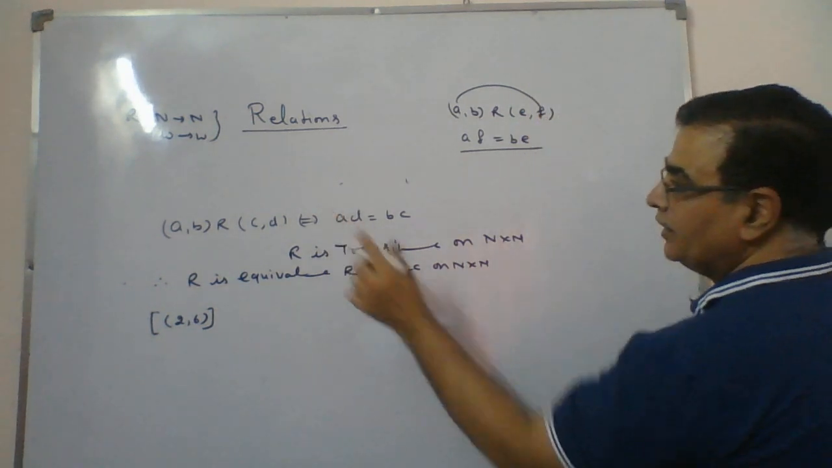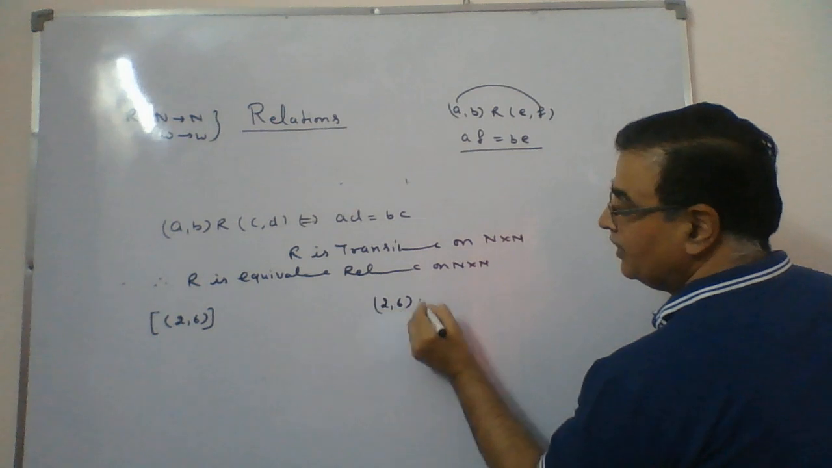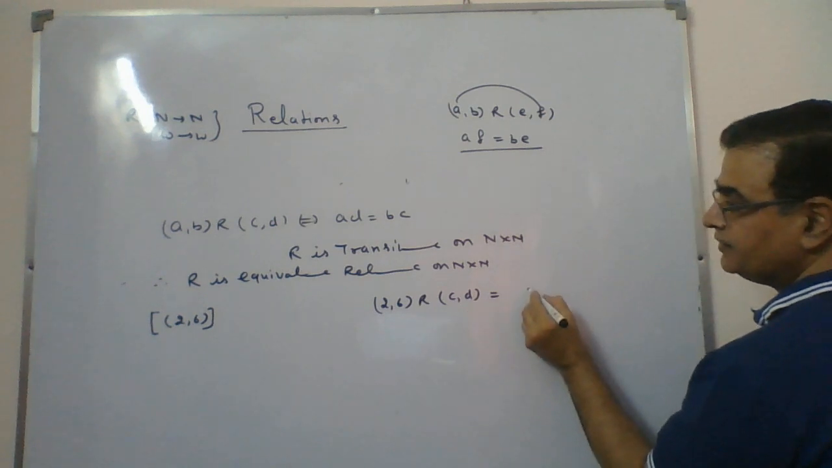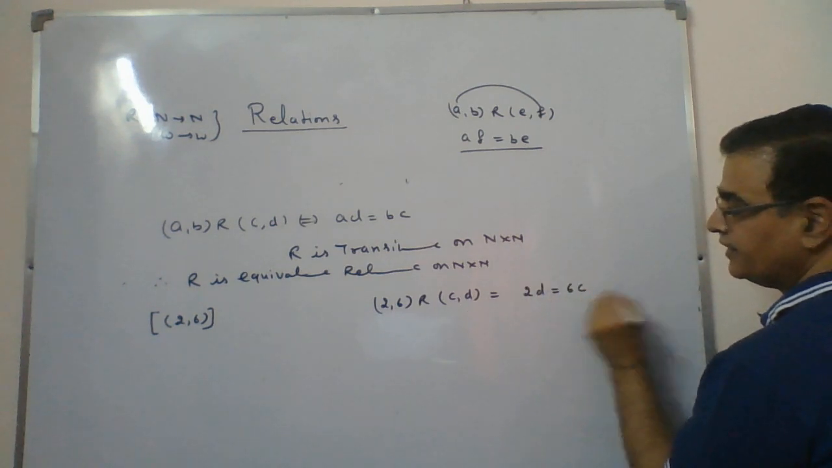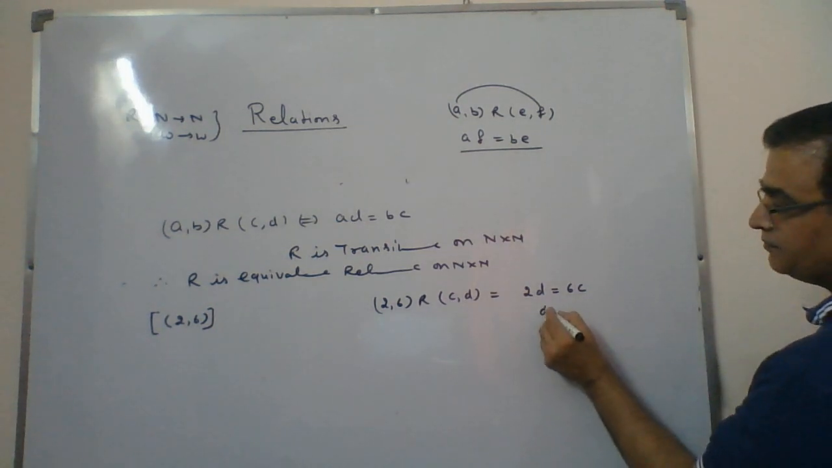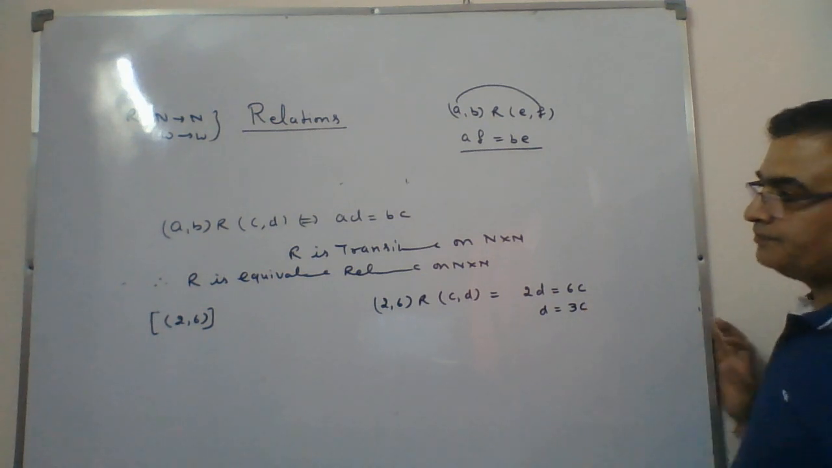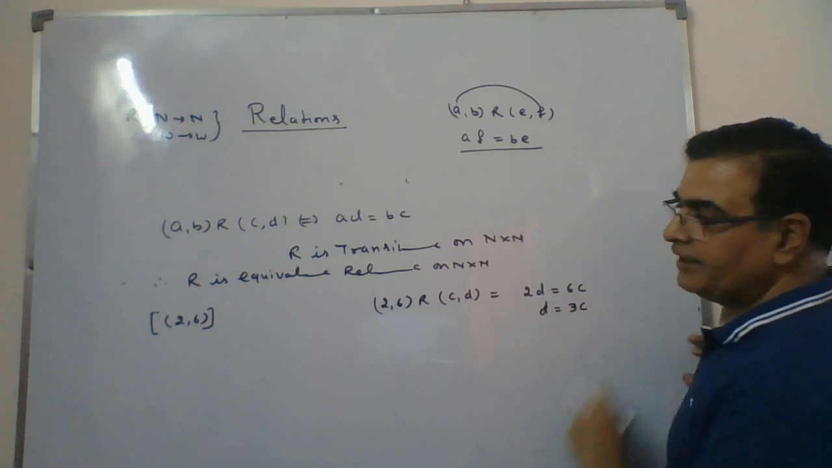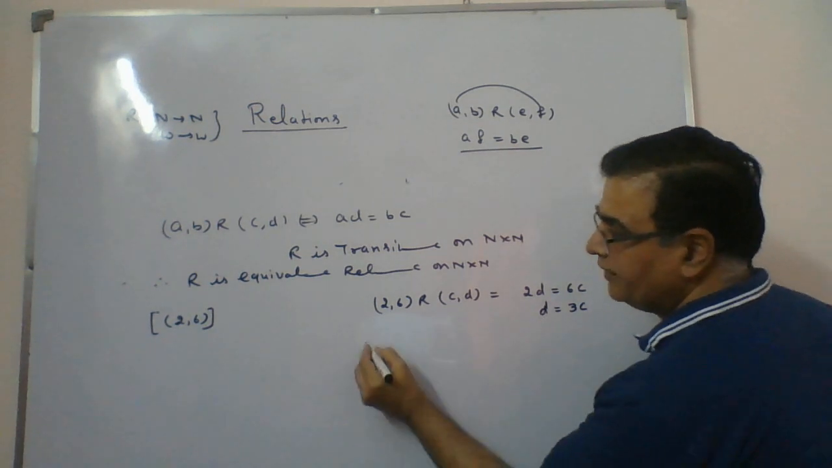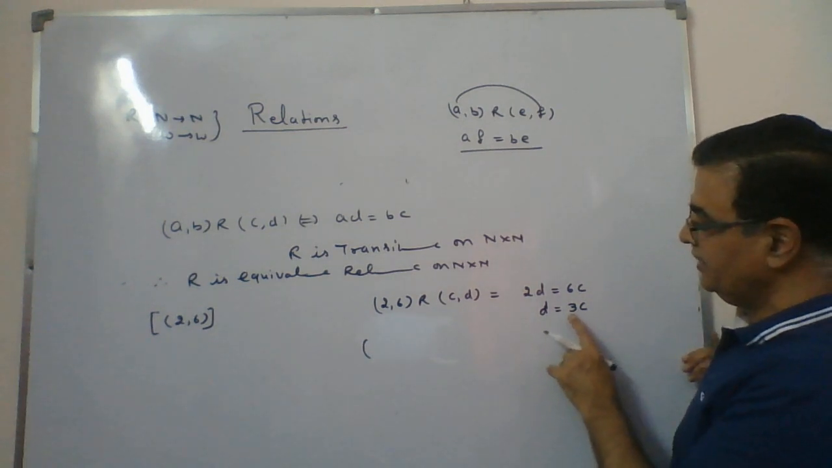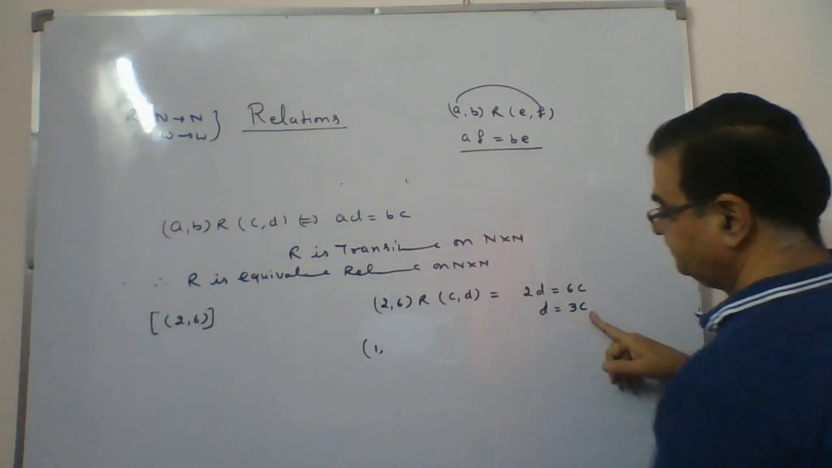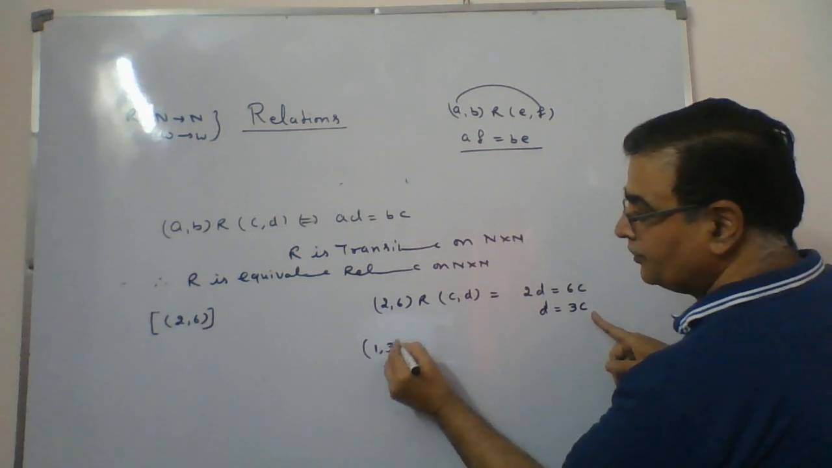To get this, we need (2, 6) to relate with, let it be (C, D). It should come out to be 2D equals 6C. So in this case, D comes out to be thrice of C. D will be thrice of C. So you take C and find out D. For example, these are natural numbers only. When I put C as 1, then D comes out to be 3.